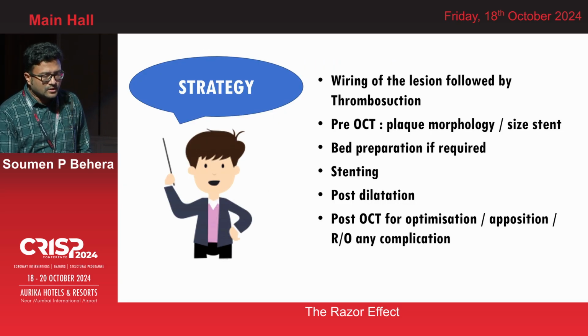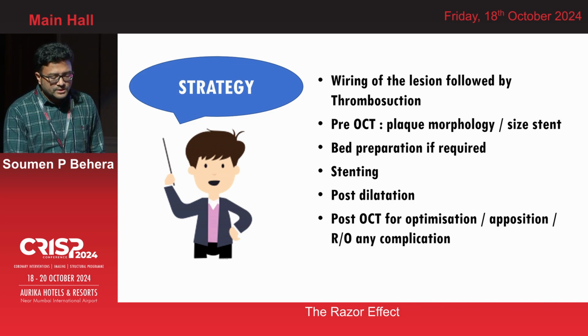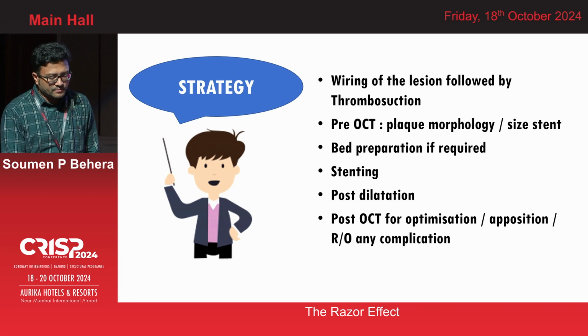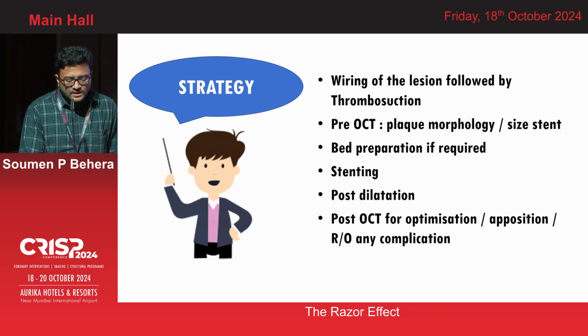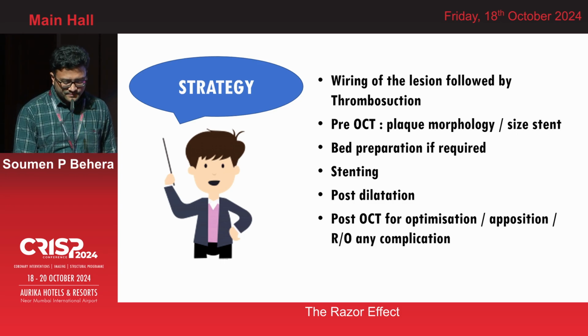Our strategy was wiring of the lesion followed by thrombosuction. Then we will be doing a pre-OCT to look for the plaque morphology and size the stent, then bed preparation if required by pre-dilatation, stenting followed by post-dilatation, then post-OCT for optimization, apposition of the stent and to rule out any complication.